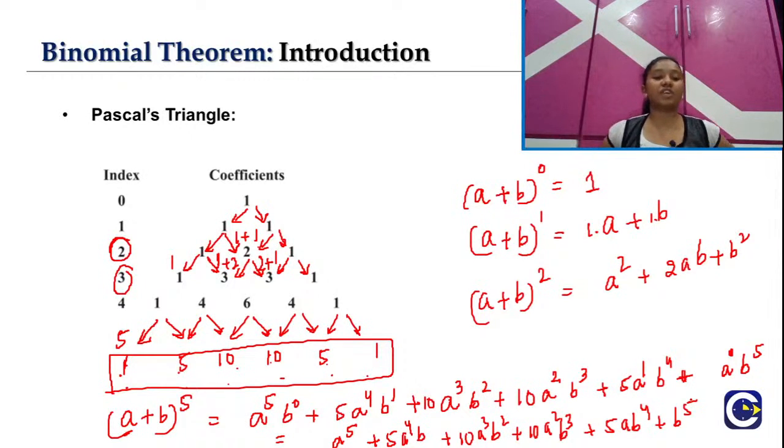So likewise, we can write for (a + b) whole power 6, (a + b) whole power 7. But have you guys identified the thing here, how we are actually getting the coefficients here?